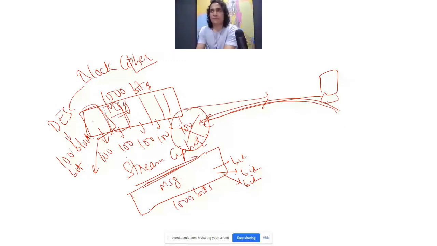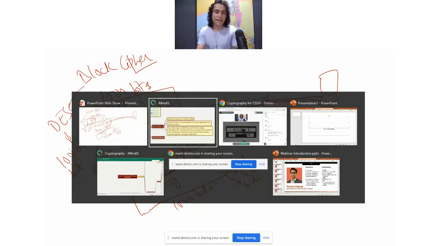But if you have to send some message to somebody, for example an email, or some other kind of message where you have a chunk of data, then a block cipher makes more sense. All right.